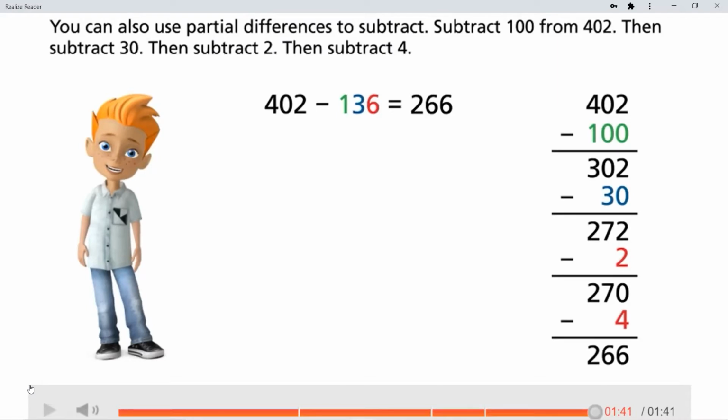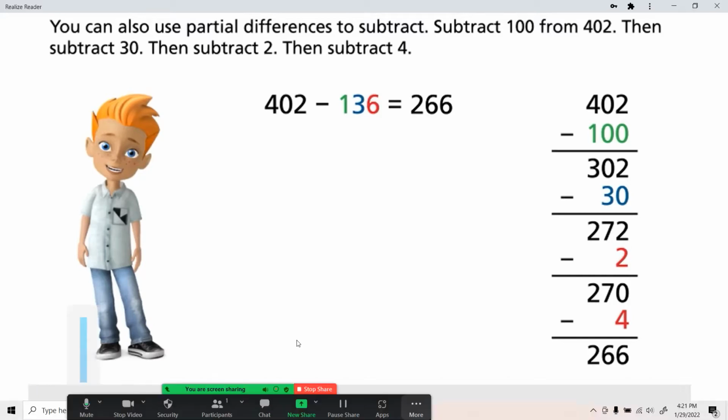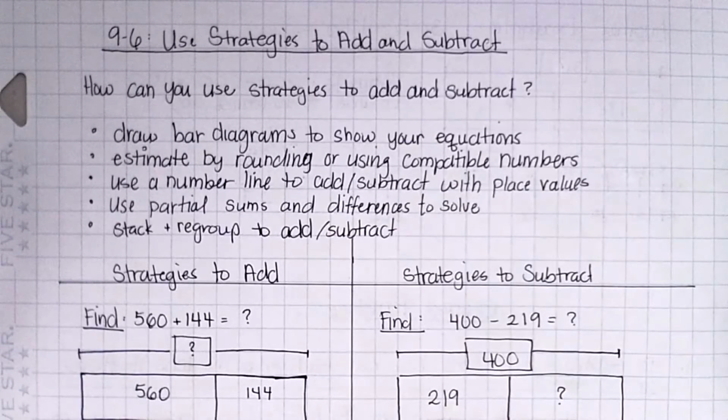All right, so now you looked at two different strategies where you can solve the same problem using inverse operations. We know that addition and subtraction are inverses of each other, and when we're using the same numbers, they're also part of the same fact family. So you can go about it both ways. In order to use different strategies, you can use bar diagrams to show your equations. You can estimate by rounding or using compatible numbers to figure out around what number your answer should be. You can use a number line to add and subtract with place values, either by counting on or counting backwards. You can use partial sums and differences to solve, or you can stack and regroup to add and subtract.